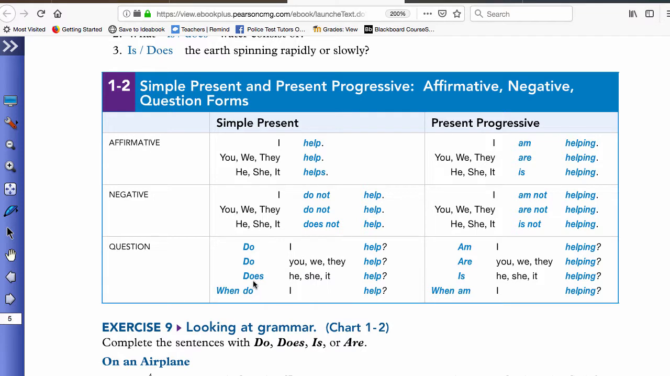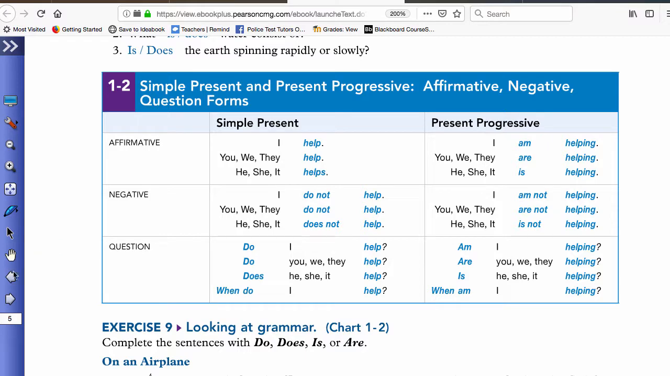Okay? Then we have this whole idea of questions. When do you use do for questions, and when do you use am or are or is for questions? Now, the chart really doesn't say what the difference between the two is. They just show you the difference, but they don't explain the difference. So I think it's worth our time to figure out why we have do sometimes and is or are or am other times. Let's go a little bit deeper into the grammar to find out.